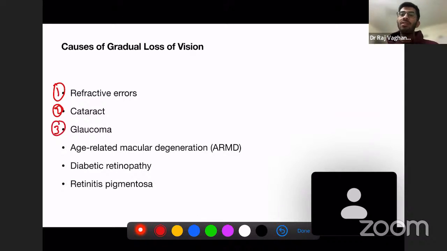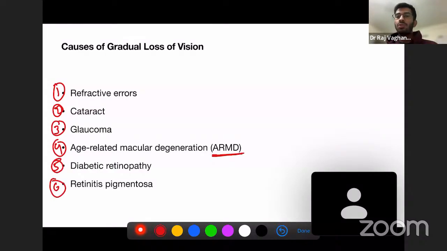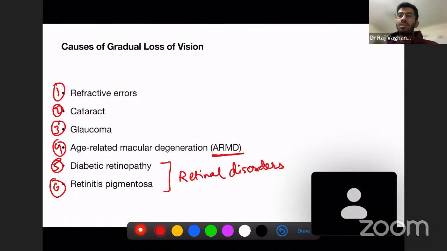You can have age-related macular degeneration, ARMD, diabetic retinopathy, and retinitis pigmentosa. These are the retinal disorders. And this is the lens disorder.